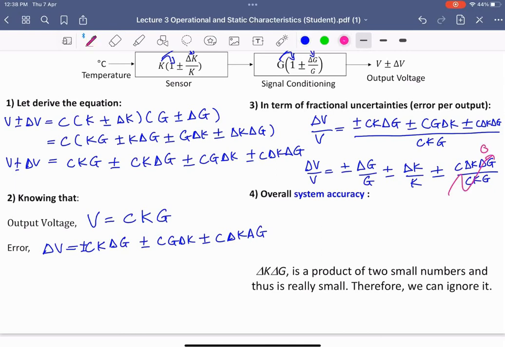This last term you can cancel out, because when you multiply delta K by delta G it gives a very small value, and when you divide it by a large value, for example 100, it will be very, very small, almost zero. So the system accuracy for the overall instrumentation is only delta K over K plus or minus delta G over G. So this is what it's about.